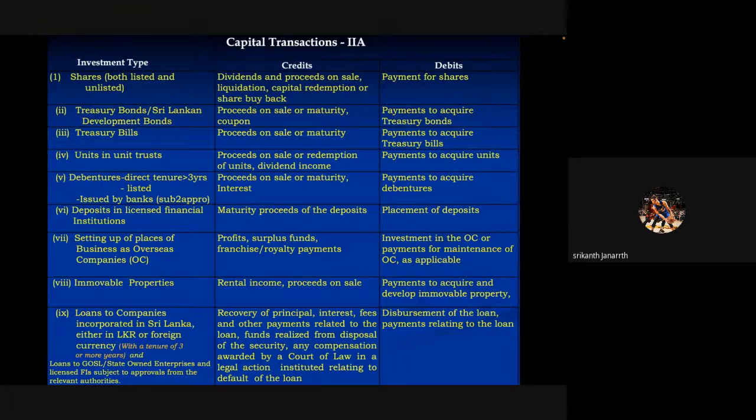All shares, debentures, treasury bills, treasury bonds. So you can see the ample investment availability, right? A list of portfolios they can have: immovable property, bank deposit, lending to the company, lending to the government, lending to the commercial bank, lending to any public quoted or private company. All that is possible. So there is a list of investments.